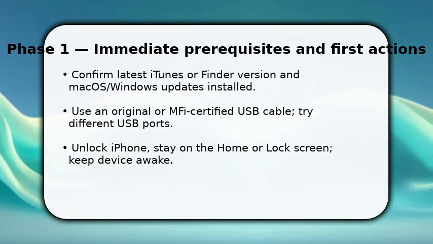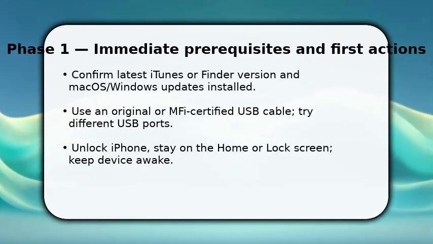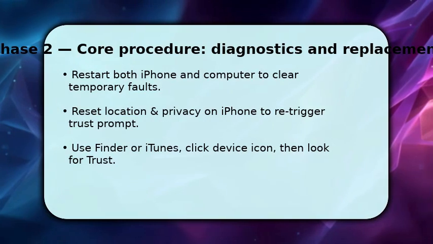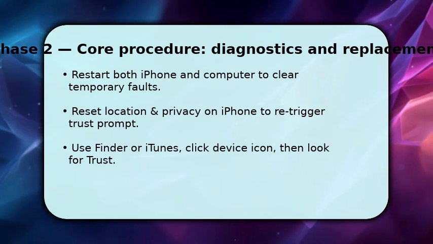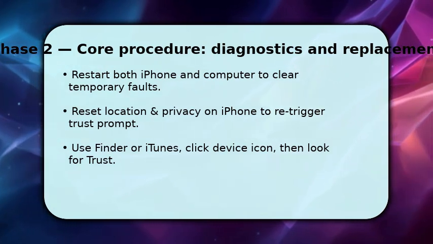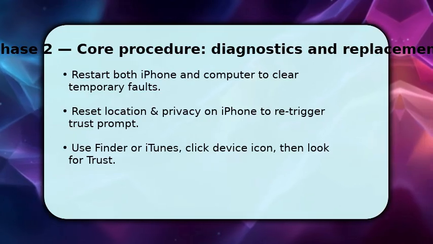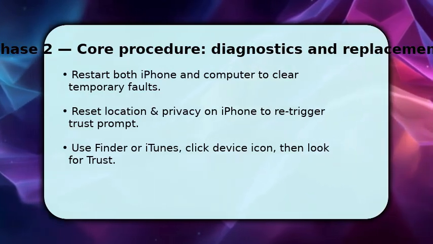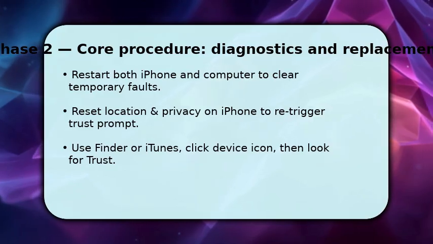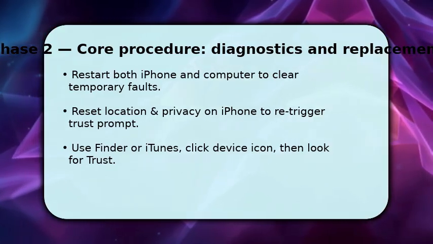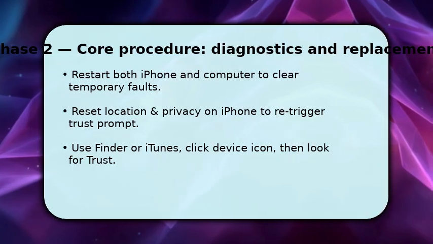Now plug the cable in firmly and watch the iPhone for any dialog. If nothing appeared, restart the iPhone and the computer to clear transient connection issues. Once they reboot, reconnect. If still no prompt, go to Settings, General, Transfer or Reset iPhone, Reset Location and Privacy to force the trust dialog to reissue. This removes existing trust records.